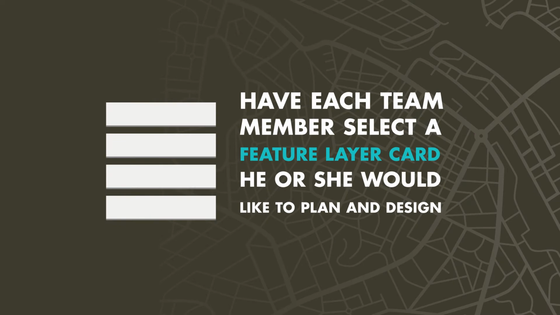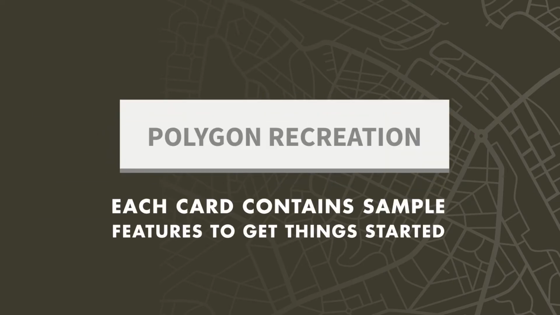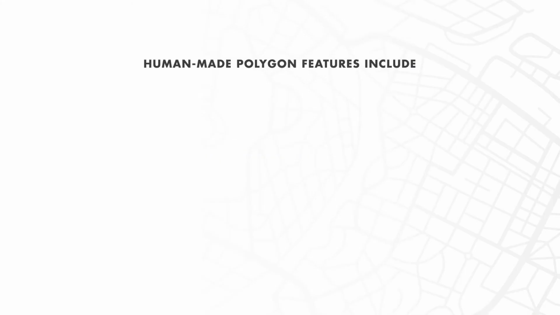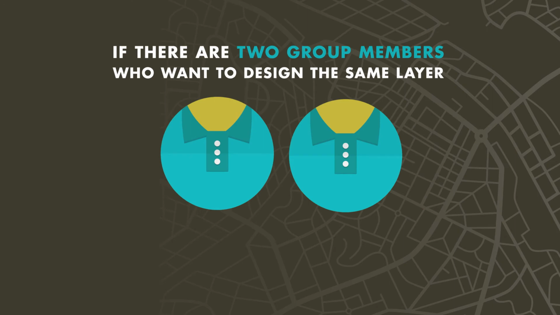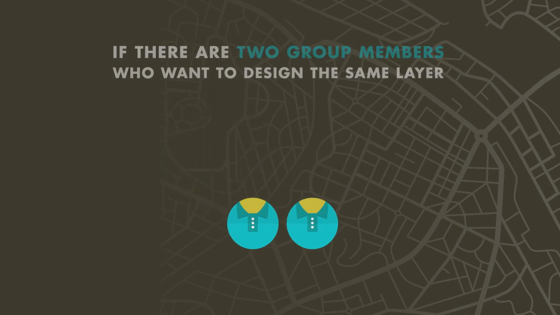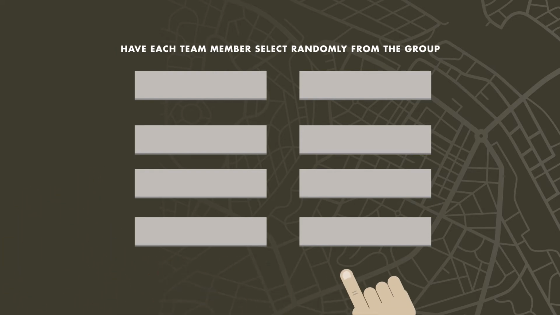Have each team member select a feature layer card he or she would like to plan and design. Each card contains sample features to get things started. For example, human-made polygon features include pools, playgrounds, and tennis courts. If there are 2 group members who want to design the same layer, put all the layer cards together face down and have each team member select randomly from the group.